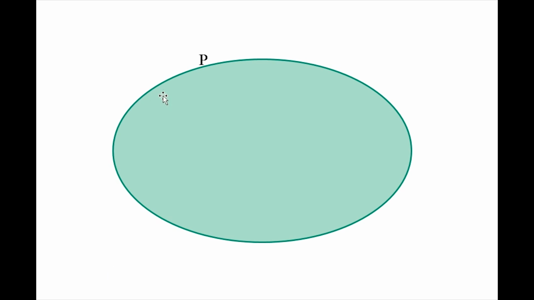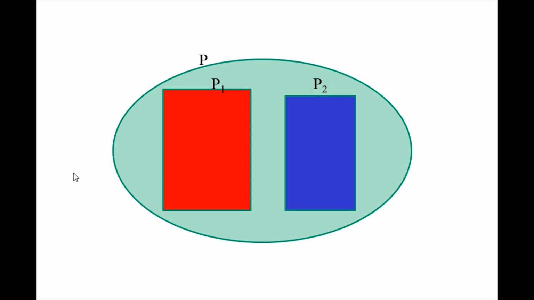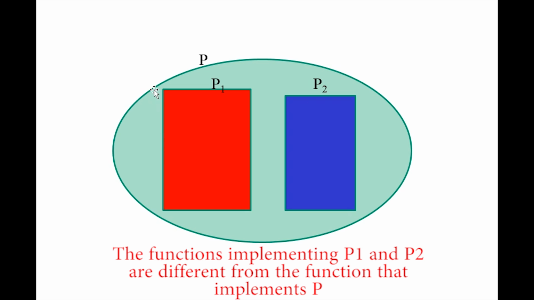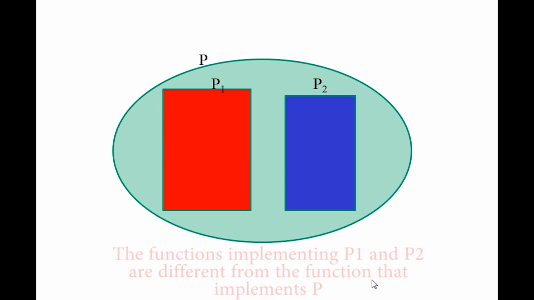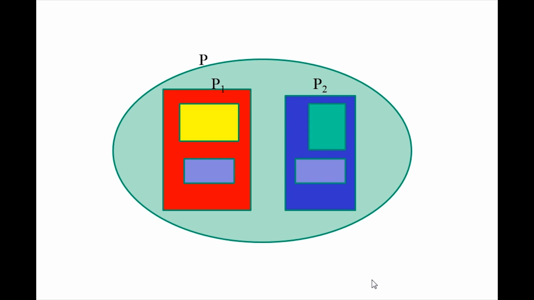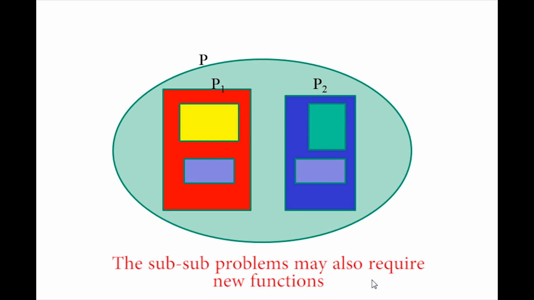Here we have a problem P, which we want to solve. P is too big to be solved right away, so therefore we divide it into two subproblems, P1 and P2. The solutions to P1 and P2 are combined to a solution to the original problem, P. It may even be the case that we need to subdivide P1 and P2 into their own subproblems.